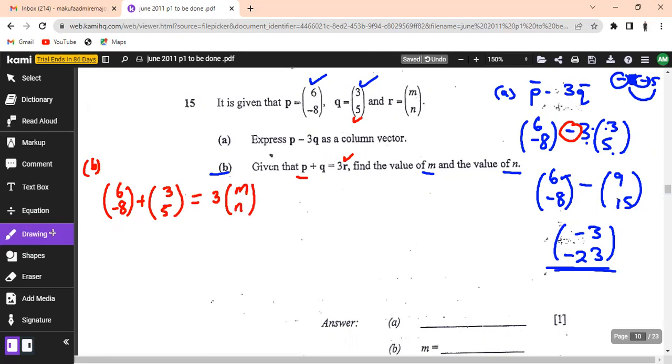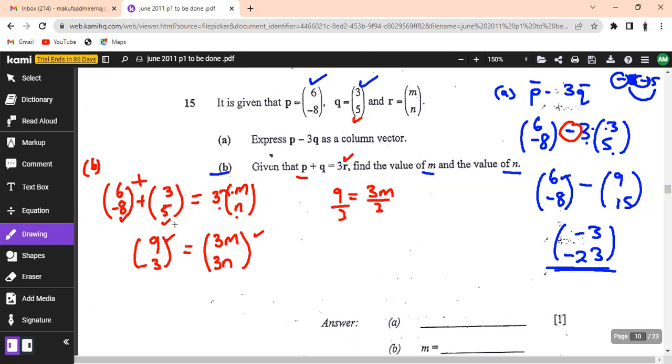So what are the values of m and n? You can just add these two because these are like terms. So you add 6 plus 3, which is going to be 9, and minus 8 plus 5, which is minus 3. The scalar multiplies everything, so it's 3 times m, 3m, and 3 times n, which is 3n, just like that. All right, so corresponding elements are equal, as we know, guys. So we are going to equate 9 and 3m. So 9 is equal to 3m, divided by 3 on both sides, so our m is going to be 3. So our m in this case is 3.